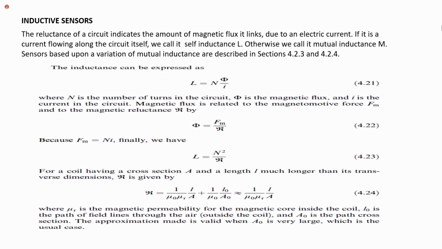Inductive sensors. Already we have covered the linear variable differential transformer. In that, we created a magnetic flux using the primary coil, and we moved the core in the linear variable differential transformer. Depending on the position of the core, we will get different outputs. So here also we can see variable inductive sensors.